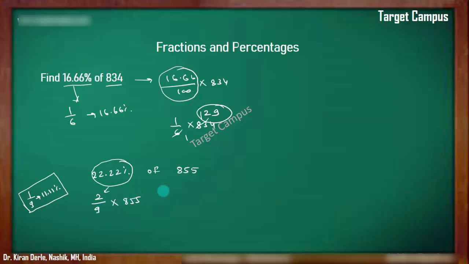Right? So 2 by 9, so this is divided by 9, 9 9s are 81, 9 5s are 45, so this becomes 95. Sorry, 95 into 2 is 190. So what is 22.22% of 855 is 190. I hope you are getting this point. So these fractions are very much useful for us, guys, right?